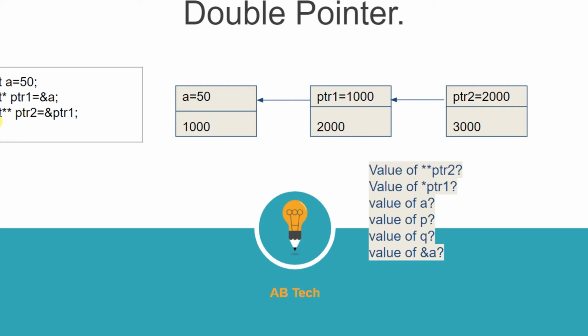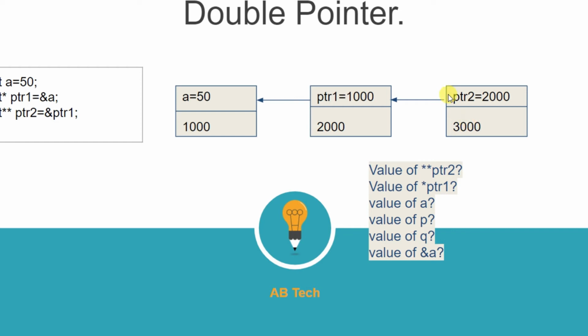Now in the next line, we are using two pointers, int **ptr2. So again we are creating a new variable and assigning a value. That value is the address of the ptr1 variable. What is the address of ptr1? It's 2000. So in int **ptr2 the value will be 2000. And again this ptr2 will also have one memory address, which is 3000. So that is what a double pointer is. A double pointer means pointer to pointer.